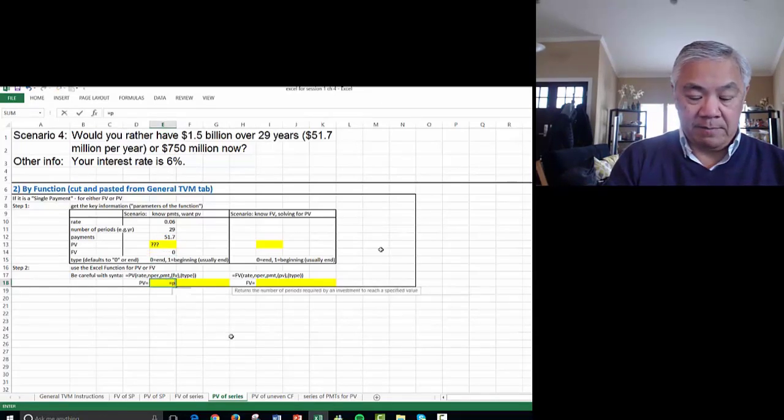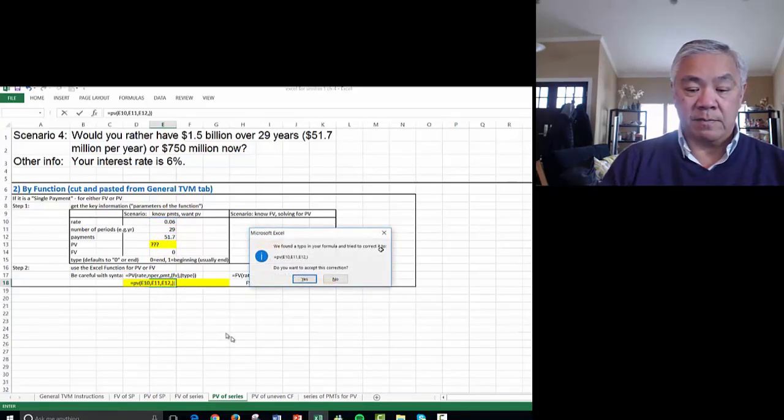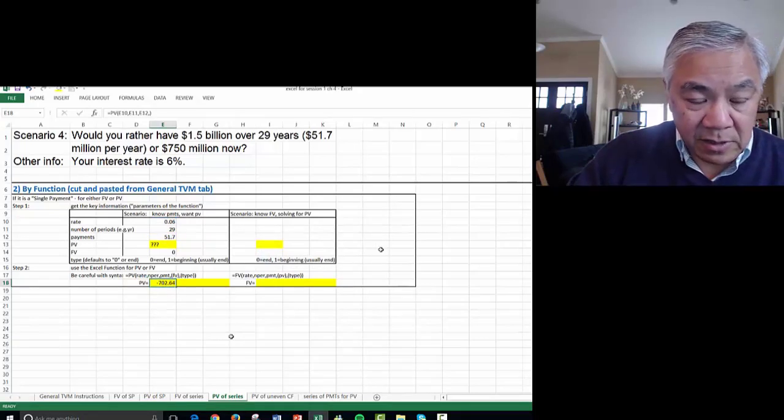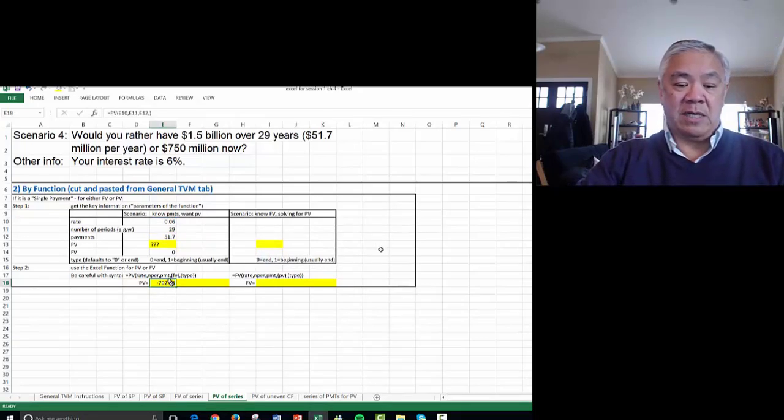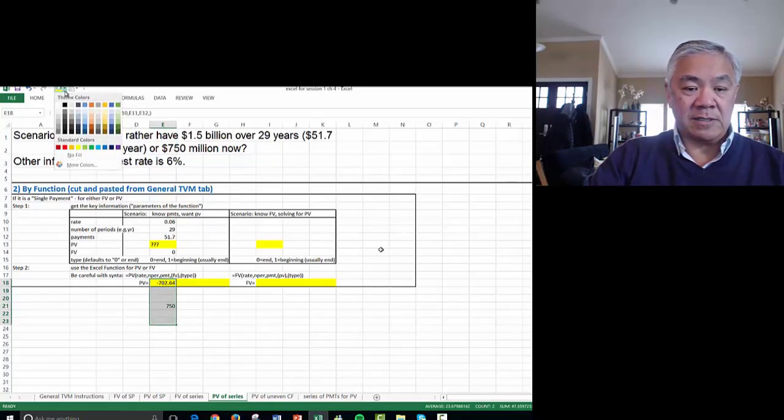So equals PV, open parens, what is the rate? 6%, comma, what is the period? 29 years, comma, what is the payment? $51 million, comma, is there any subsequent payment? No, close parens, enter. And the answer here is $702 million. Now you recall that the question was, would you rather have 750, right, versus 702? So this is really the choice.